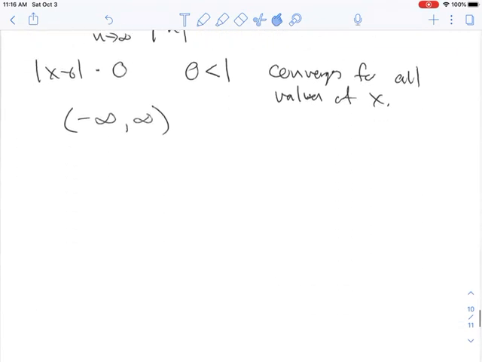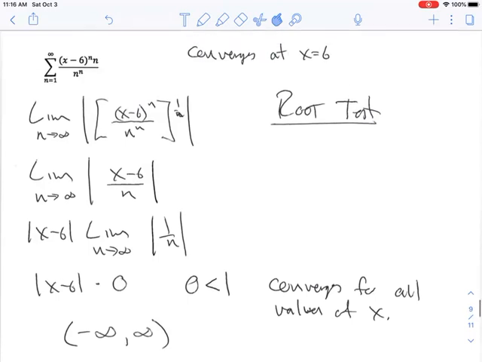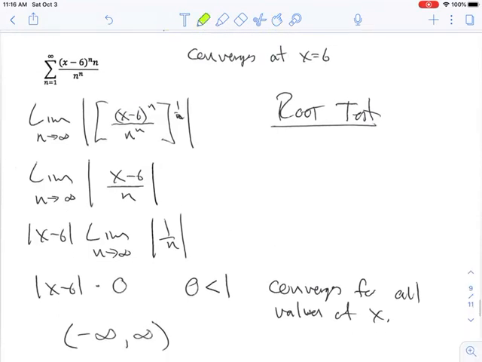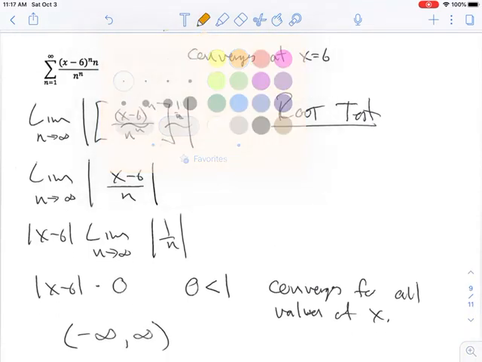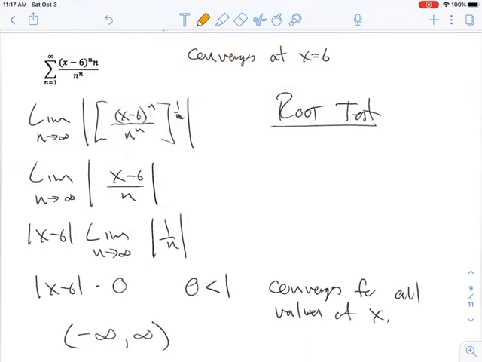And I believe this is the last one. We're going to use the root test for this one, just to change things up a little bit. The reason we're going to use the root test is because we have x minus 6 raised to the nth power and n raised to the nth power, so that makes it somewhat convenient. So we take x minus 6 to the n all over n to the n.